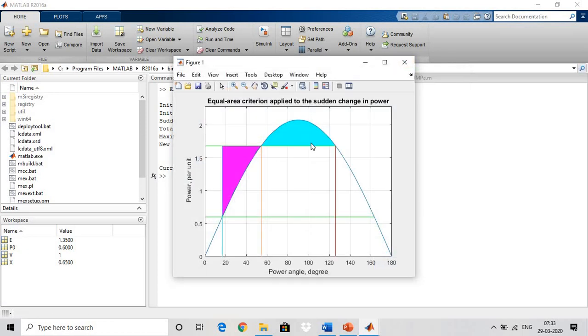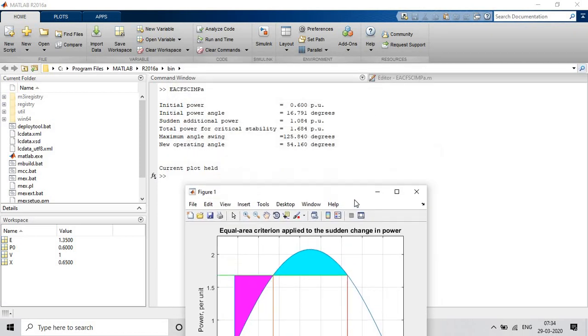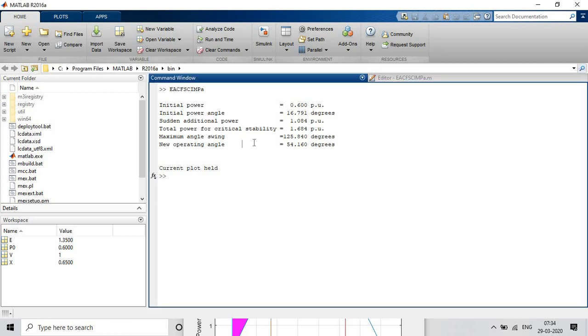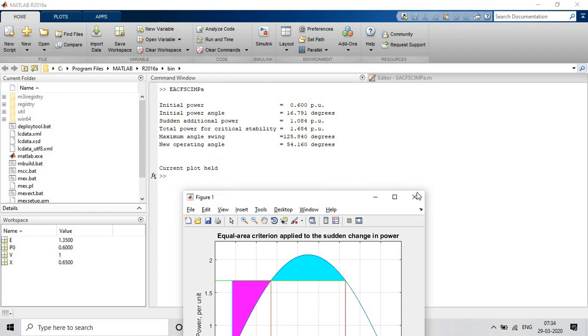But if we have to go through the detailed parameters, then in the command window you will get the output parameters for this graph. The initial power is 0.6, the initial power angle, that is delta 0, is 16.791, and due to the disturbance the sudden additional power is 1.084. We are going to study the disturbance of sudden change in the mechanical power under the transient stability concept. So the total power for the critical stability is 1.684, the maximum angle swing for this system to remain stable is 125.840, and the new operating angle is 54.160. Okay, so this is the information from the equal area criteria for this case.